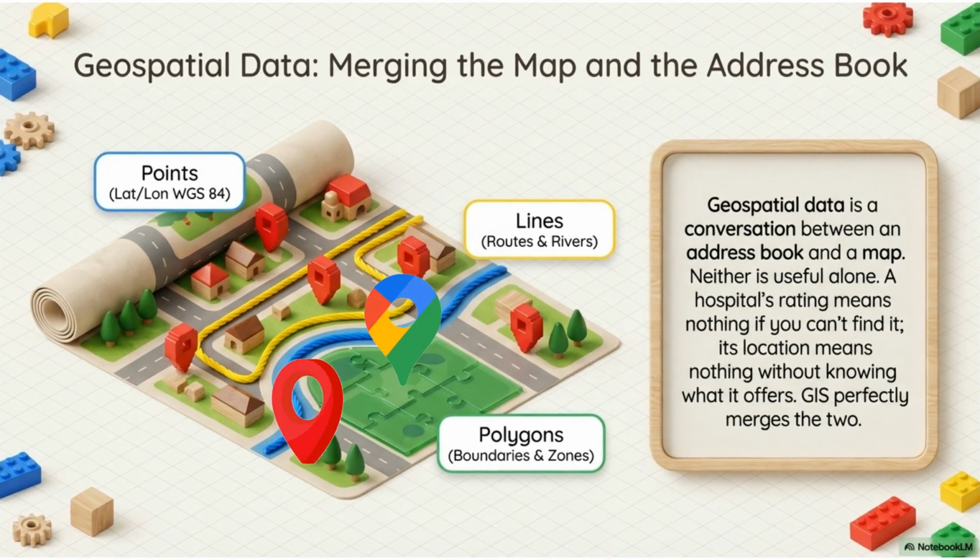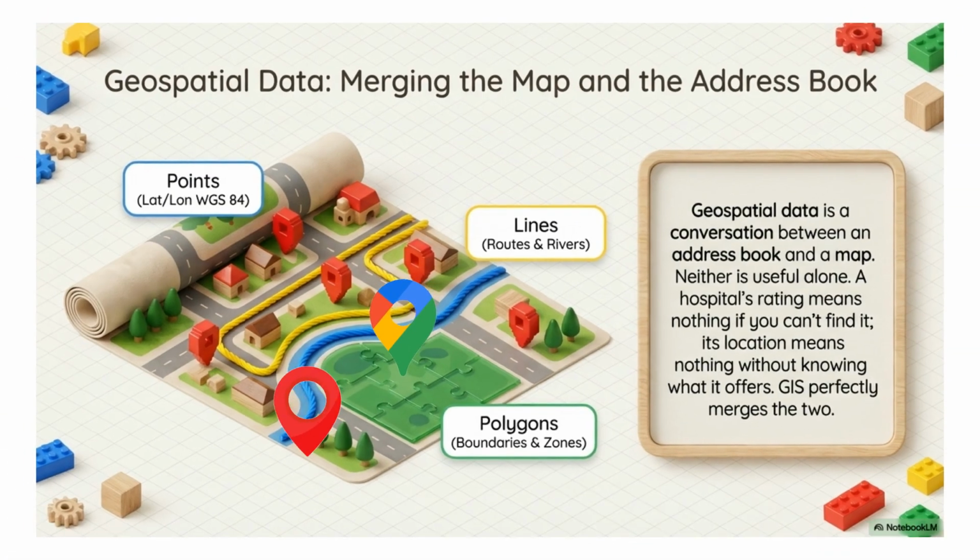Geospatial data merges the map and the address book, typically represented by points, lines, and polygons. Neither location nor context is useful alone, but Geographic Information Systems, GIS, perfectly merge the two.